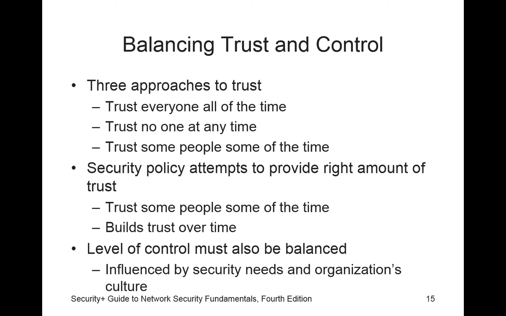There's basically three different types of trust. You trust everyone, trust no one, or trust some. Right? All, none, or some, right? A security policy attempts to make that the right level of trust for each type of object.